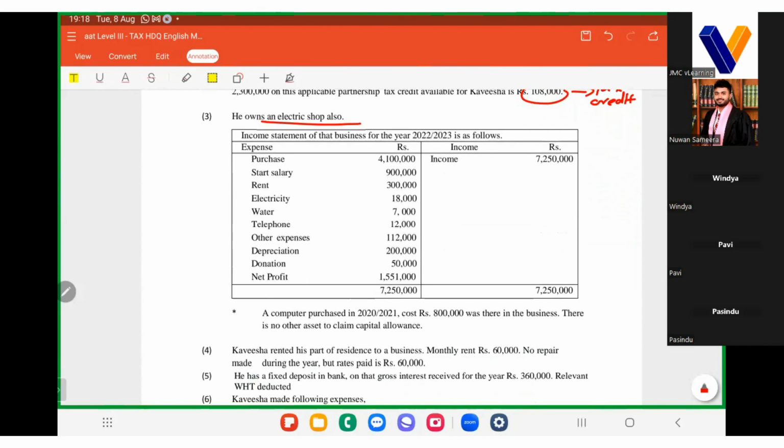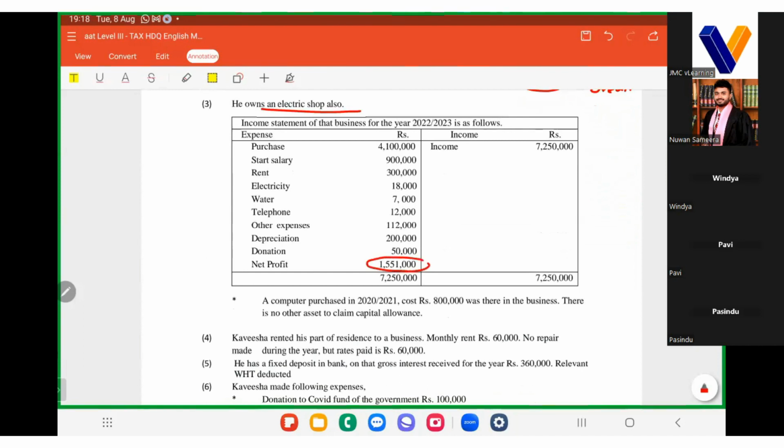So the income statement for the years 2022 and 2023 is also given as follows. Then you know the net profit is 1,551 in thousands of rupees, otherwise 1,551,000. So that is the net profit. When you calculate this net profit, they have deducted purchases, staff salary, rent, electricity, water, telephone, other expenses, depreciation, and donations.